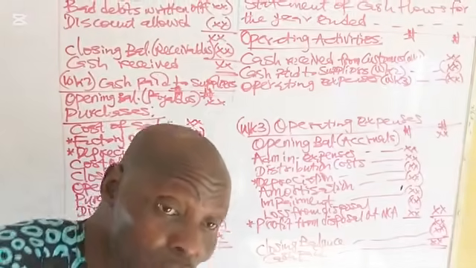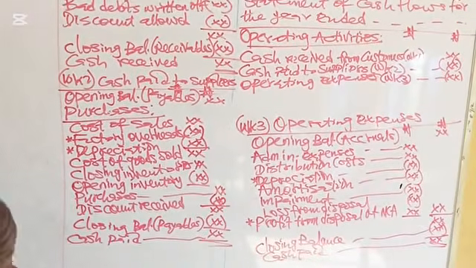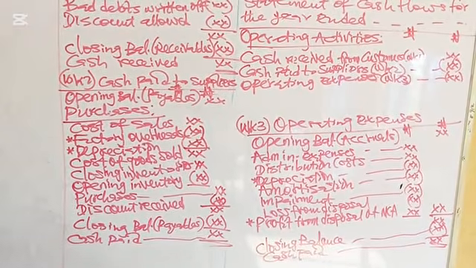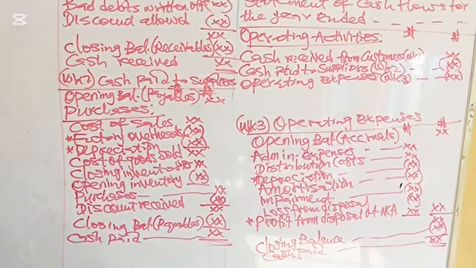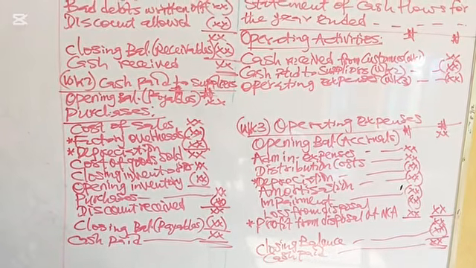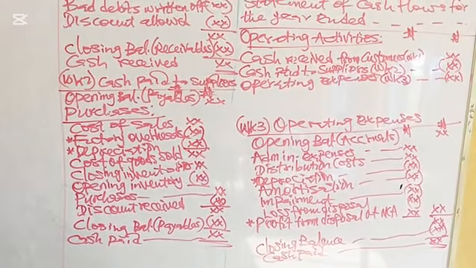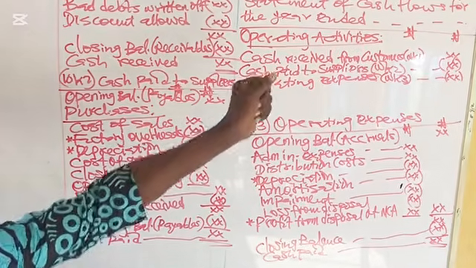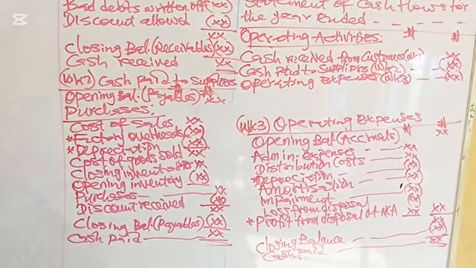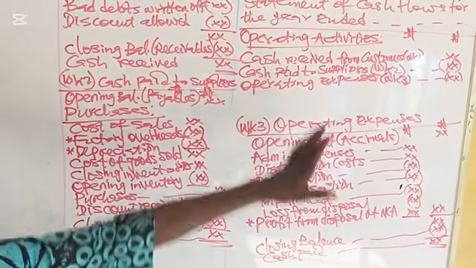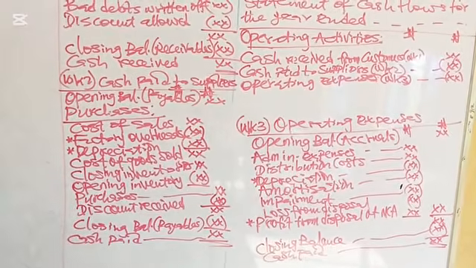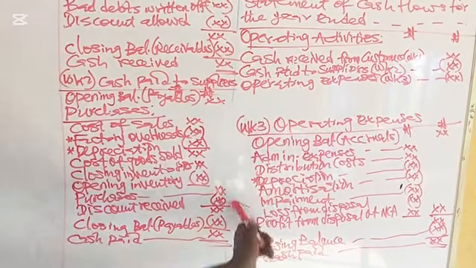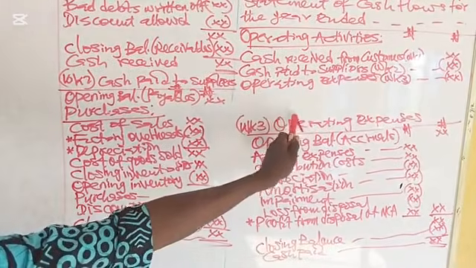What you are missing off is that the indirect method is profit. I said you reconcile your operating profit before tax to cash flows from operating activities. You convert your profit to cash under the indirect method. It's not expenses. Here now we are taking each item and converting it to cash. That is under the direct method.